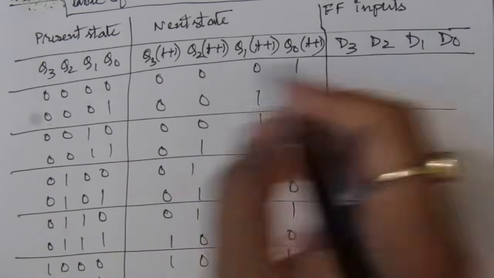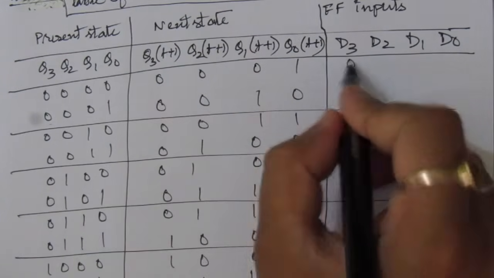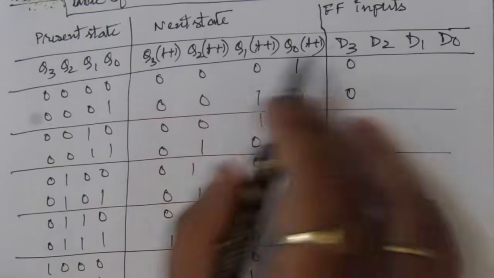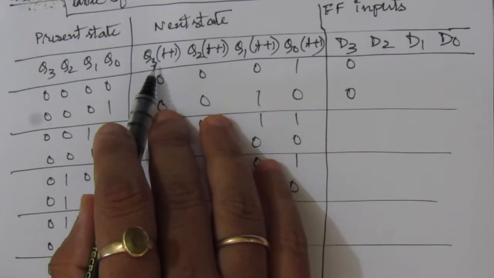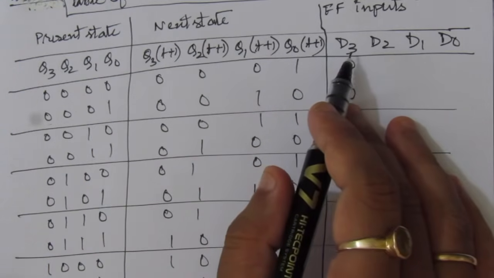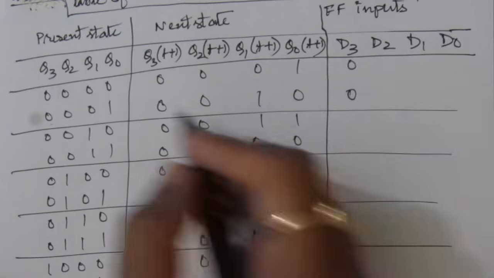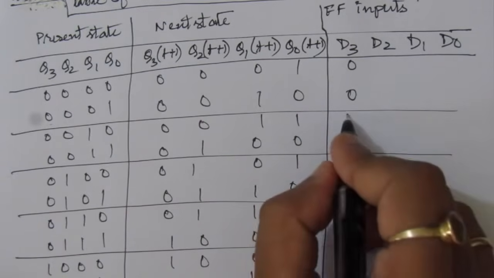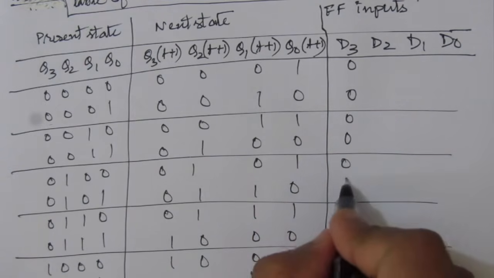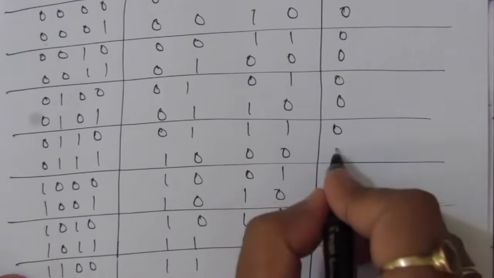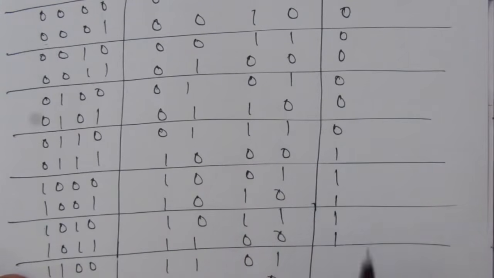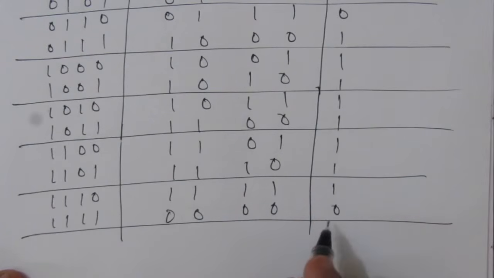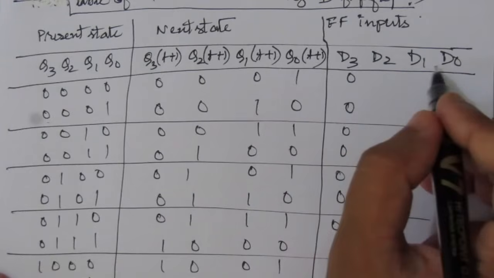Let me write it down. For getting 0, we apply 0 here. For getting 0 again, we apply 0 at the D input for D3, because Q3 of T plus 1 is the next state output of the fourth flip-flop that has the D3 input. So this column will be similar to the Q3 of T plus 1 column. It will be 0 0 0 0, 0 1 1 1 1 1, then 1 1 1 and 0. Finally we have 0. Similarly for D2, D1 and D0.